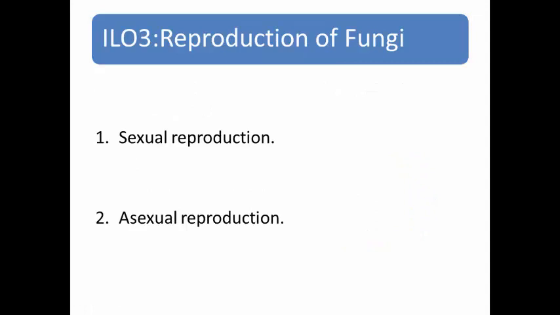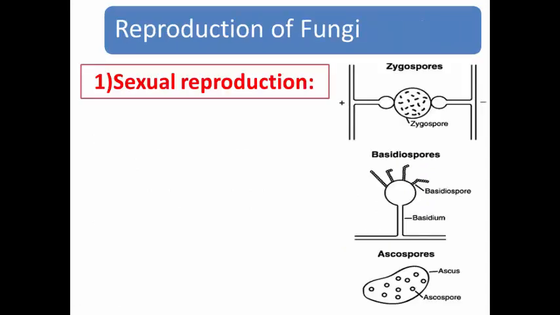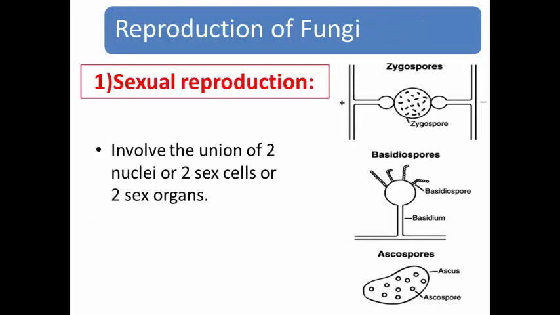Reproduction of fungi. We have two methods, sexual reproduction and asexual reproduction. Sexual reproduction involves the union of two nuclei or two sex cells or two sex organs, yielding what's called sexual spores. These are the three sexual spores: zygospore, basidiospore, and ascospores. Ascospores are in a case like this, so ascus; basidiospores lie over the basidium; and zygospore is like this one between the two organs. So I need the names, not the full details: zygospore, basidiospore, and ascospores.